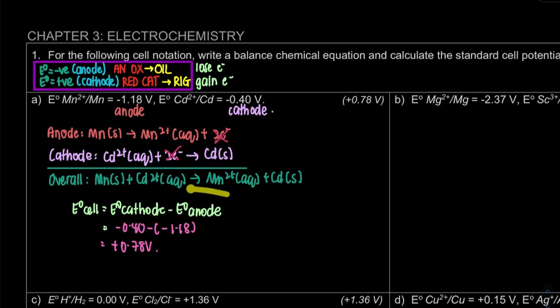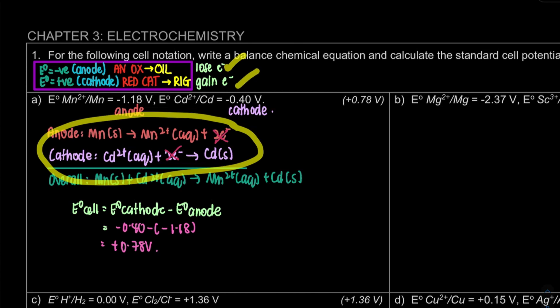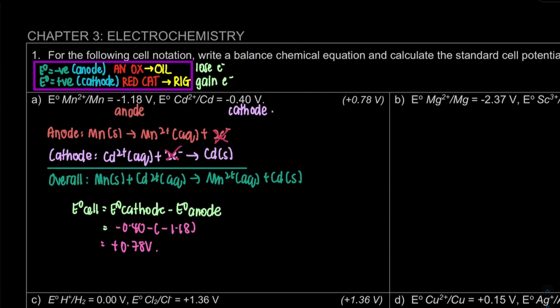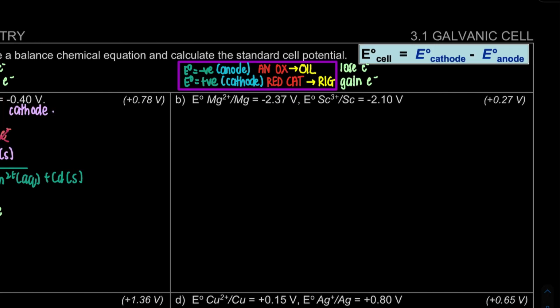Okay, so for the E0, again, it's quite straightforward. You just do cathode minus anode, but make sure in the equation which one loses and which one gains. Make sure the equation is balanced in terms of charge and in terms of atoms. Okay, so that is for example A. Next is for example B.